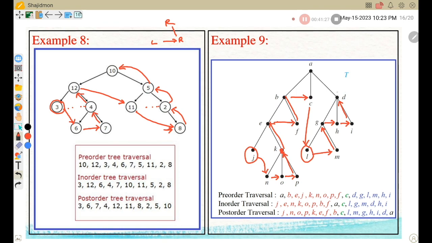So once we reach D, last we visit the root vertex, that is A. This is the post order traversal here. Hope you understood that one. We need to draw and practice. Then only it will be helpful.